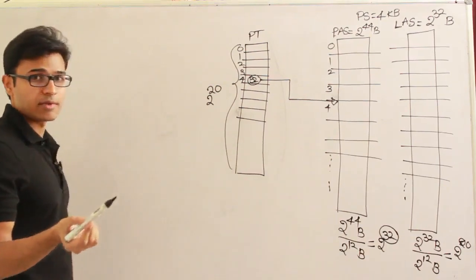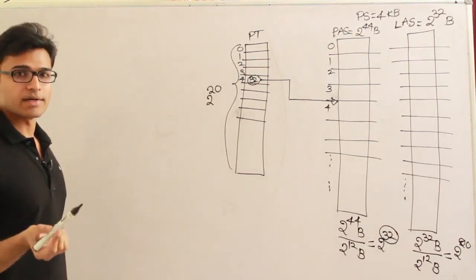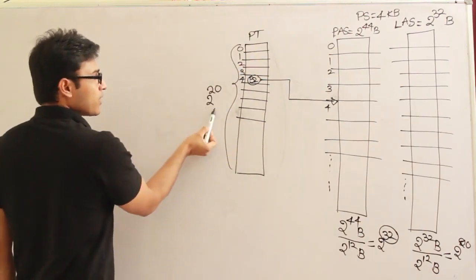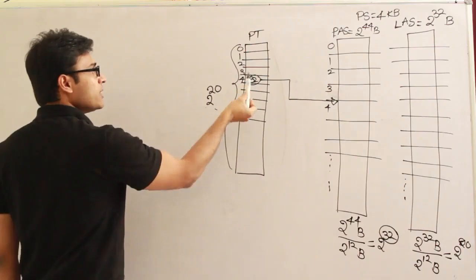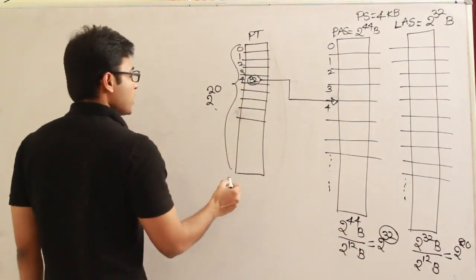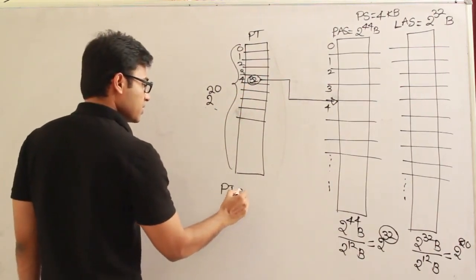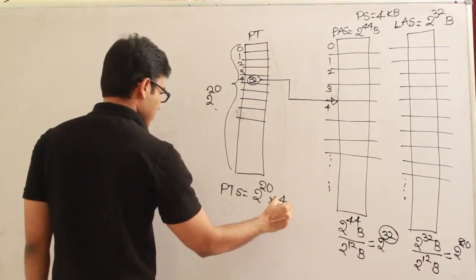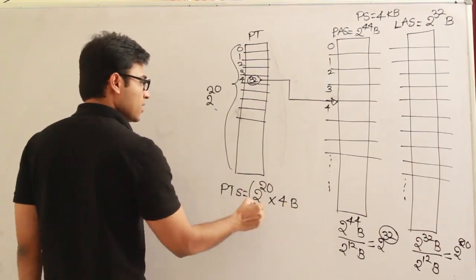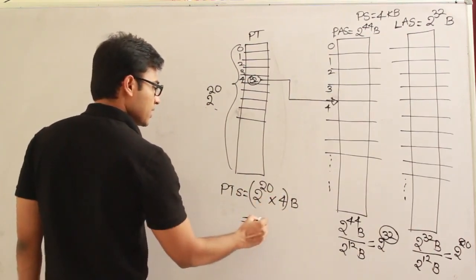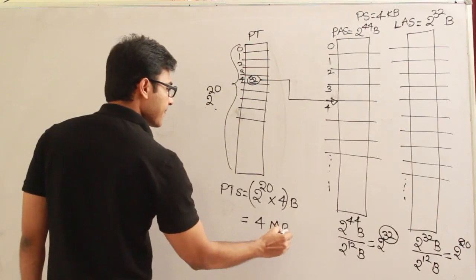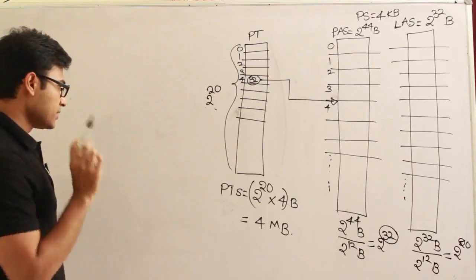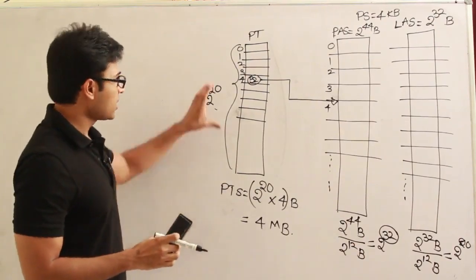So 32 bits is nothing but 4 bytes, isn't it? So this page table will contain 2 power 20 entries, and each entry will be 4 bytes, right? Therefore, what is the size of the page table? This page table size will be equal to 2 power 20 is the number of entries, and the size of each entry is 4 bytes. Therefore, the total size is 2 power 20 into 4 bytes. So how much is this? This is 4 MB. Got it? So 4 MB is the size of the total page table.